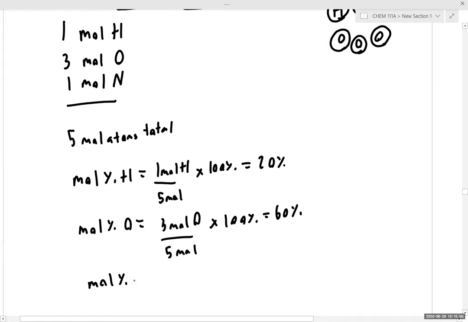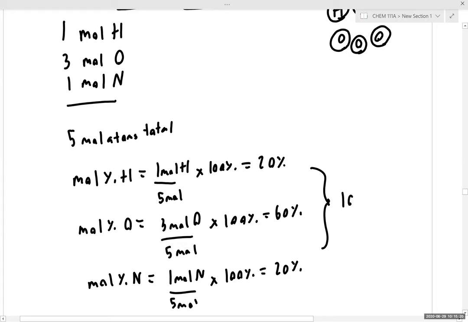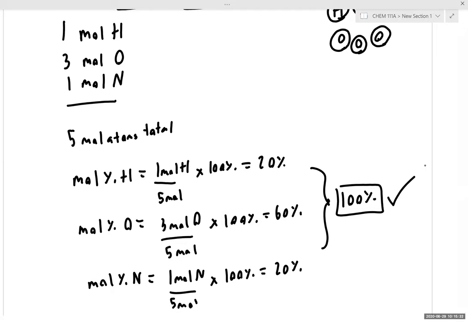And the mole percentage of nitrogen is 1 mole of nitrogen over 5 moles times 100%, which in turn gives us 20%. All of these mole percentages in turn will add up to 100%. Any questions? Any questions on this example?